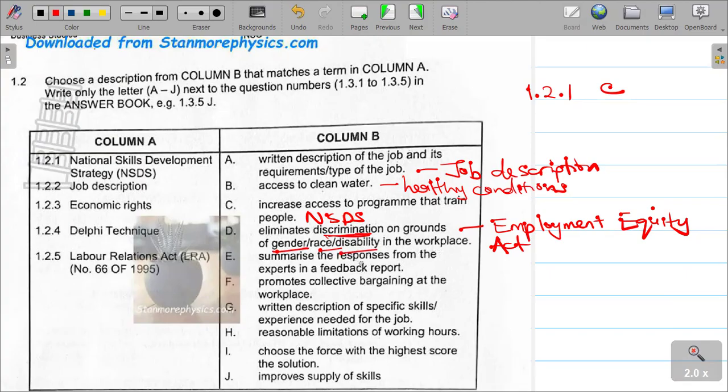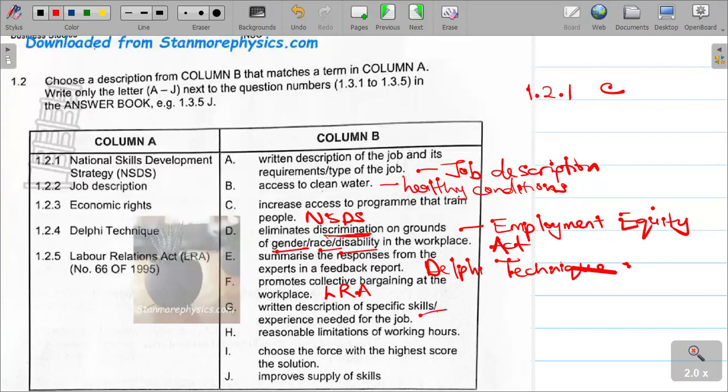To summarize the responses from the experts in a feedback report, that's what you call a Delphi technique, right? Promotes collective bargaining at the workplace, right? We have the Labour Relations Act of 1995, number 66, right?